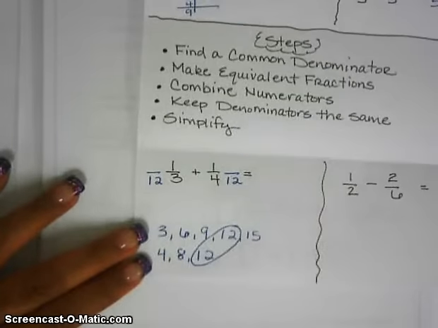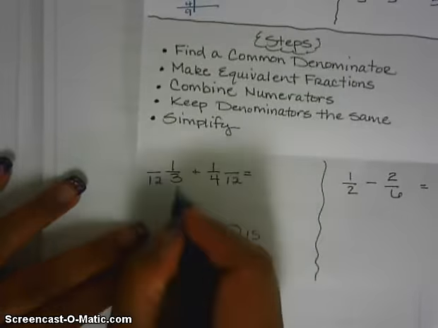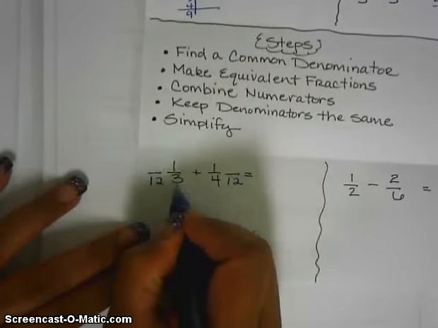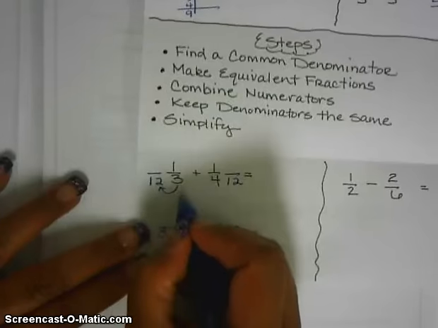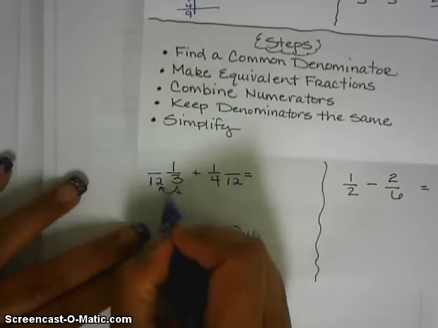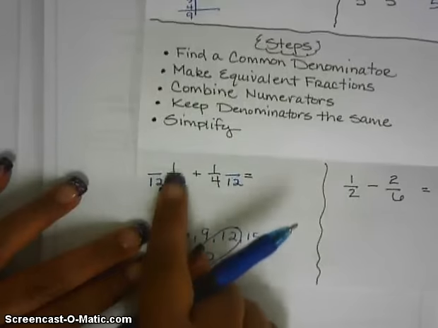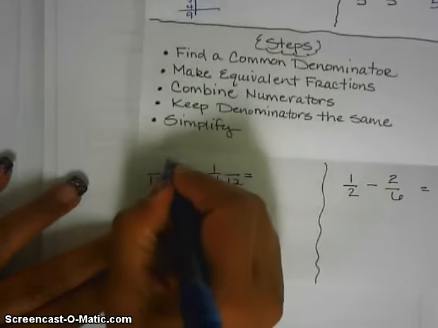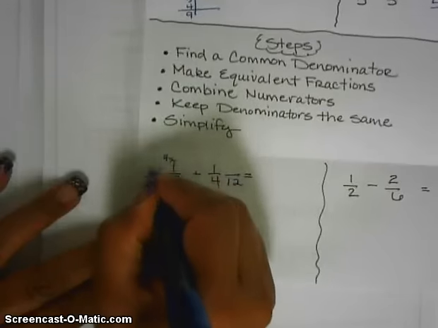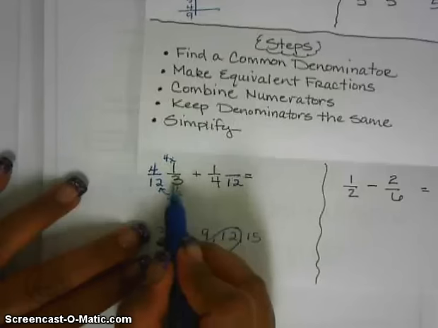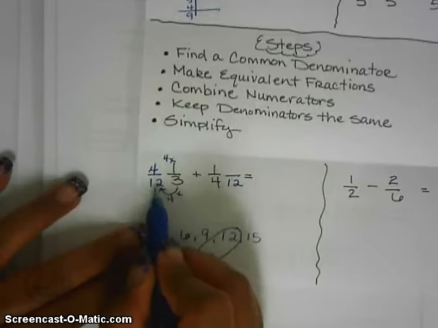Okay, so now what we want to do is take 1/3 and turn it into a fraction over 12. So you're going to ask yourself, well, 3 times what gives me 12? And I know that it is 3 times 4. What you do to the denominator, you have to do to the numerator. So I'm going to multiply this by 4. 4 times 1 is 4. So then I have 4 twelfths. 1/3 is equal to 4 twelfths.